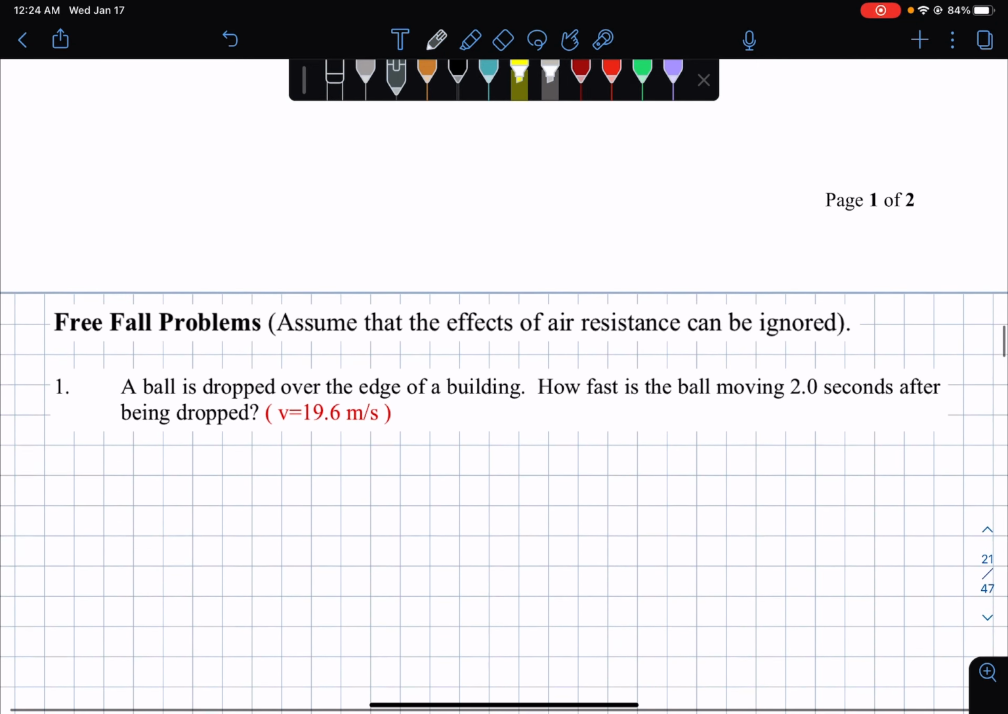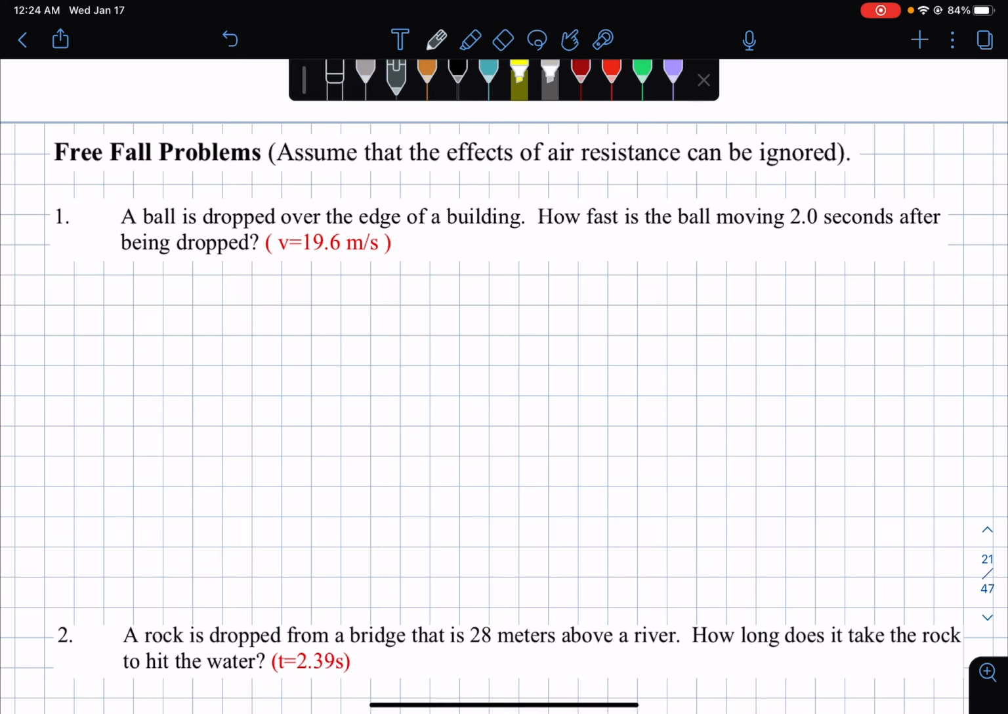Okay, let's move to the next lesson, although it's not so far from the context of what we just did. So a ball is dropped over the edge of a building. How fast is the ball moving 2.0 seconds after being dropped? We don't know if this is the total time, but yeah, we do have a time value.